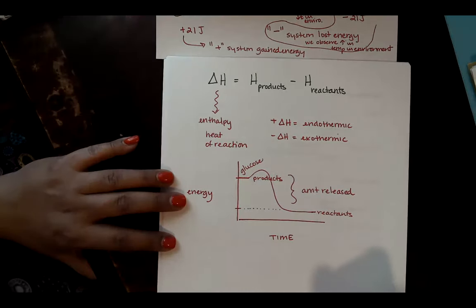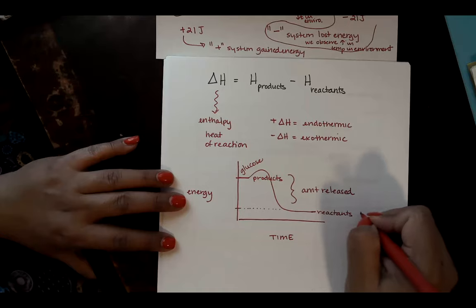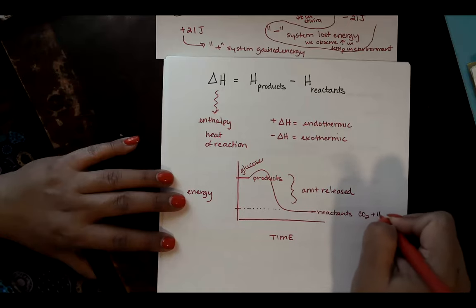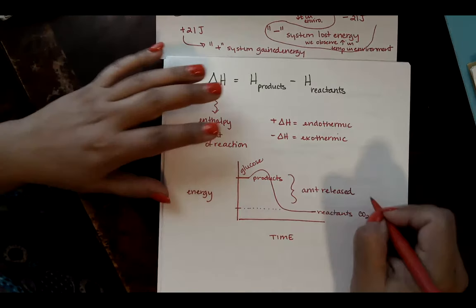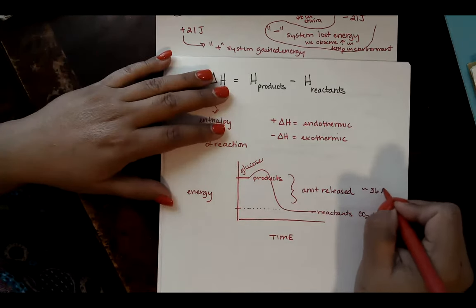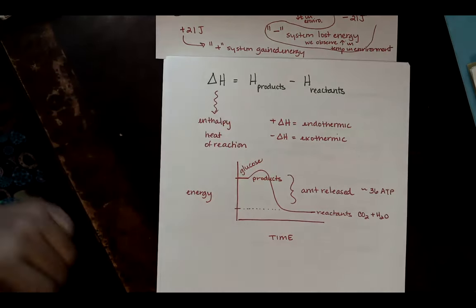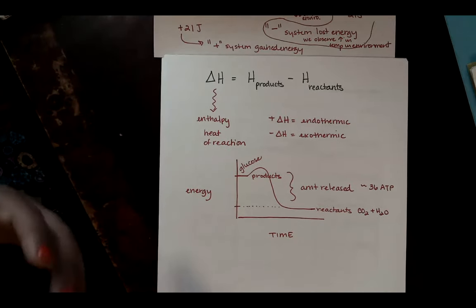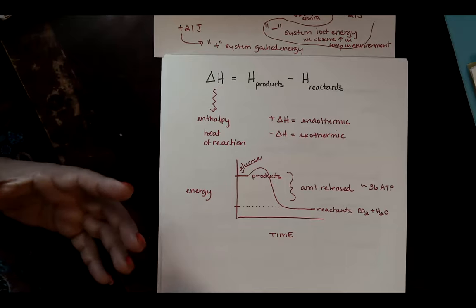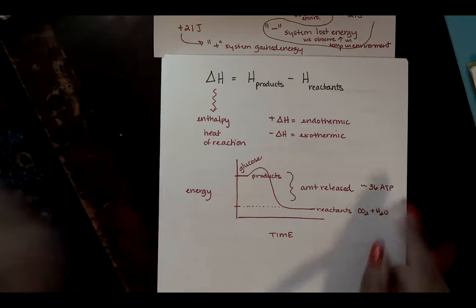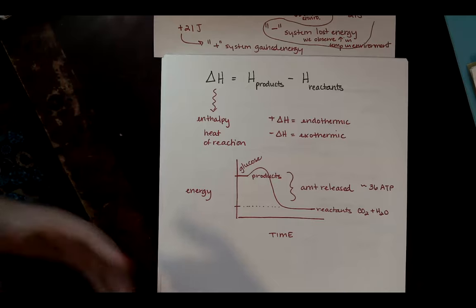And when you burn glucose, you end up with carbon dioxide and water. But the amount of energy released here is approximately 36 ATP. If we were in a biochemistry class, that's how we would define it. Those would be the words that we use to talk about it, because ATP is another way that we can measure energy.